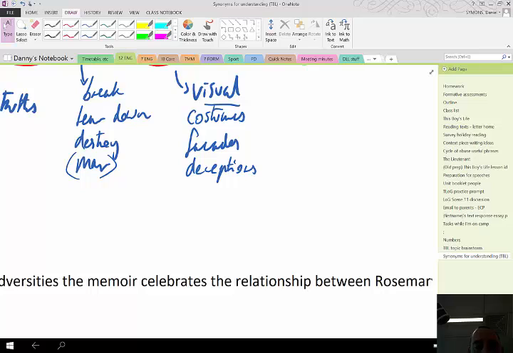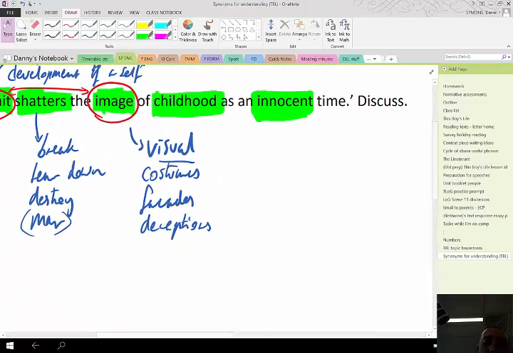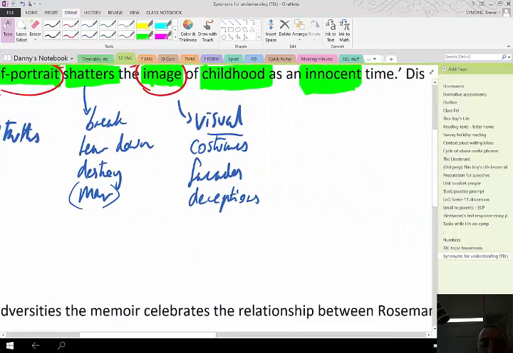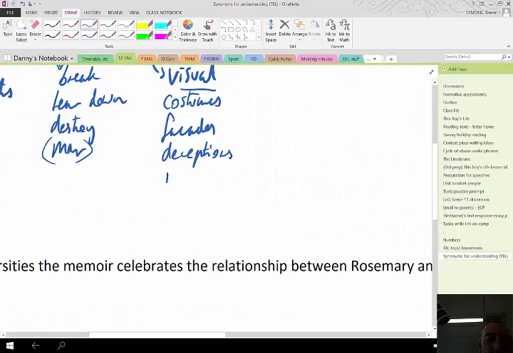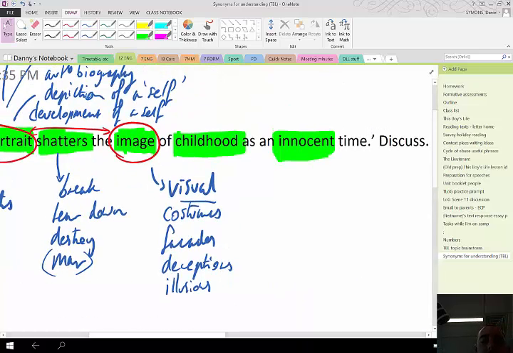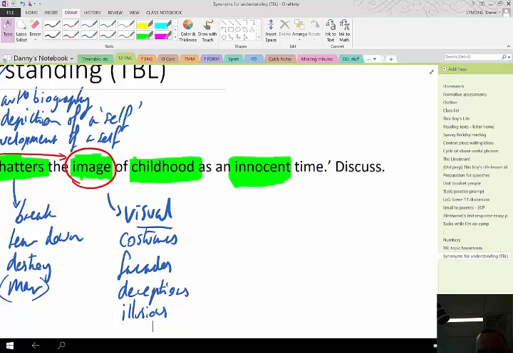Perhaps illusions. So we're talking there about the illusions of the self, the illusions that he uses to create himself.